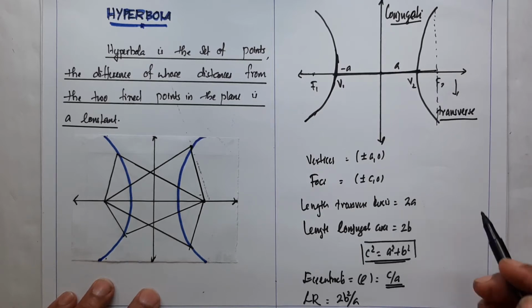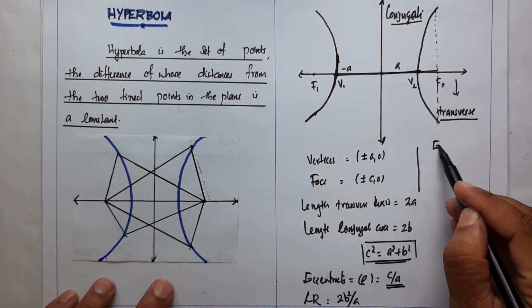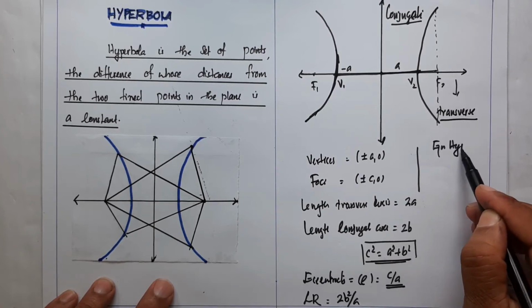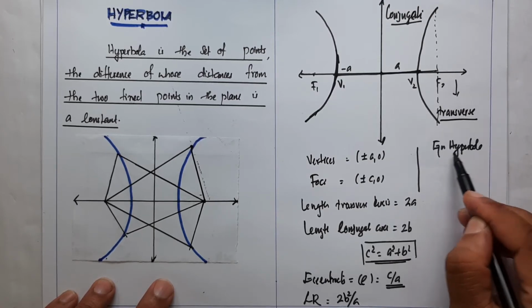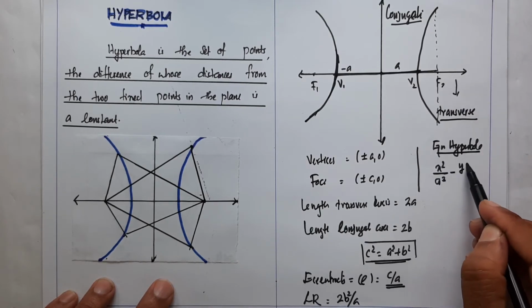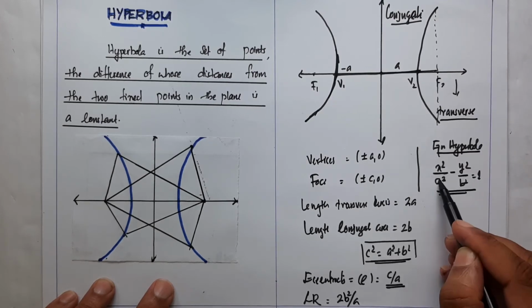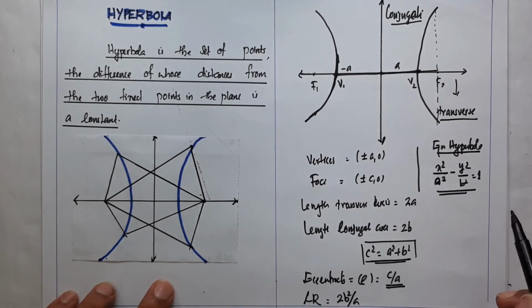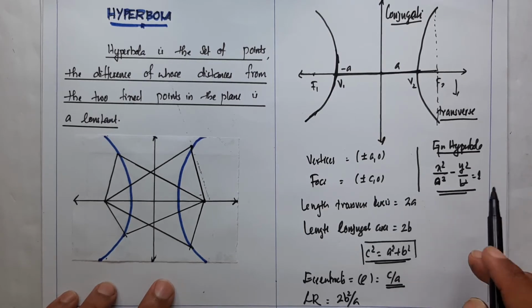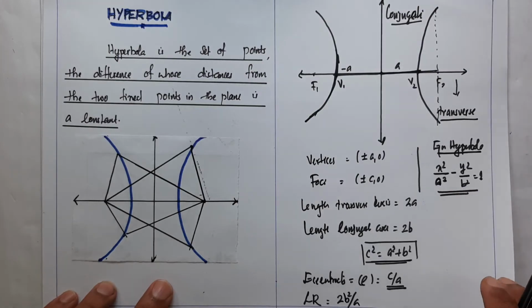And last we discuss the equation of the hyperbola. Here the equation of the hyperbola is x square divided by a square minus y square by b square is equal to 1. It's the first case. x square by a square minus y square by b square is equal to 1, which is the equation of the hyperbola.